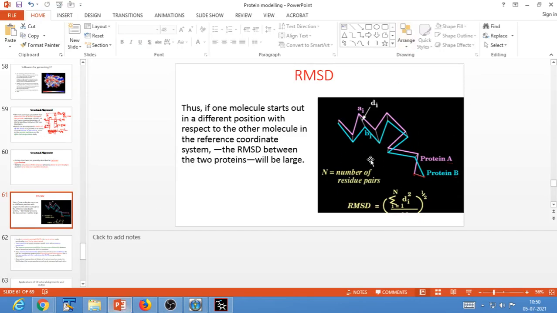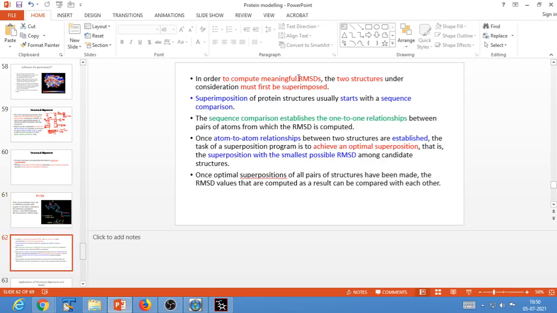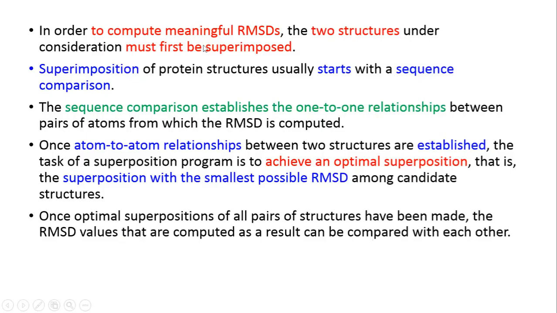So how do we compute RMSD now? The formula for computing RMSD is very simple. In order to compute a meaningful RMSD, the two structures under consideration must first be superimposed. That is what we did at the very first step. Then once the two structures are superimposed, you compute RMSD.